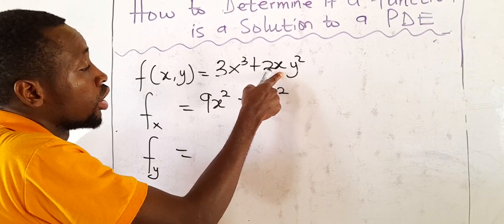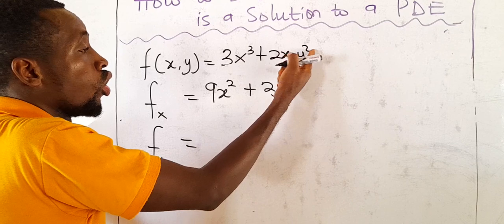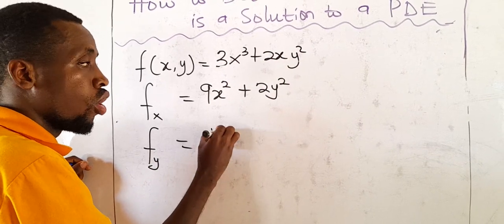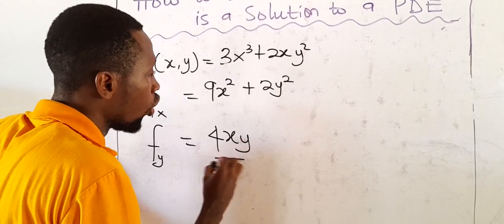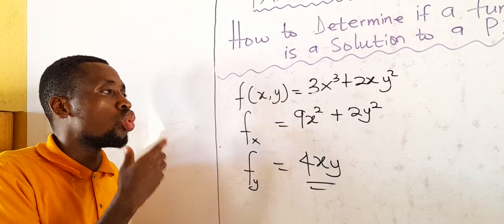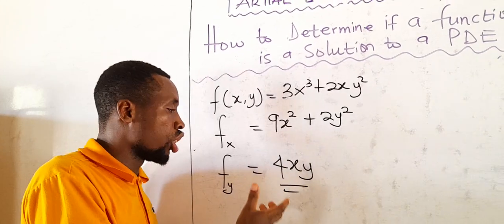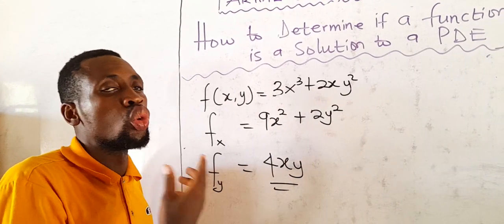Now differentiate this. Remember, the x here is kept constant. So when we differentiate this, what do we get? We get 4xy. I hope you understand this. Now with this knowledge, we will learn how to determine if a function is a solution to a PDE.